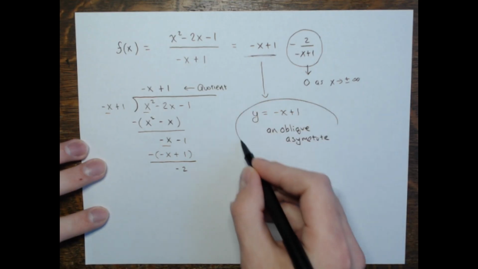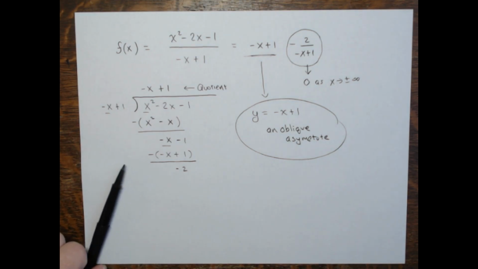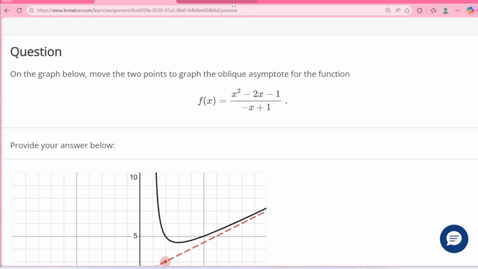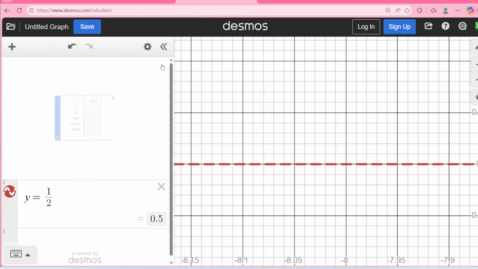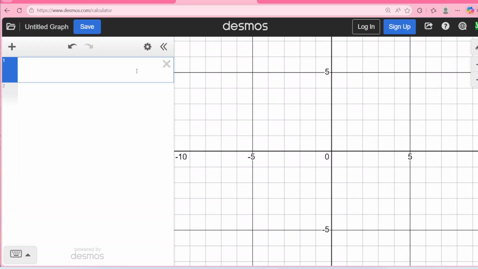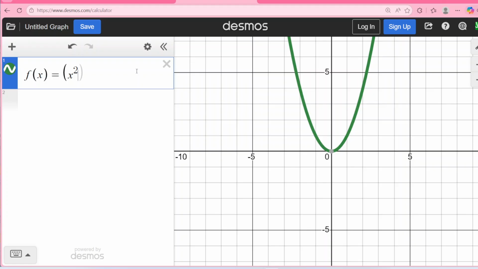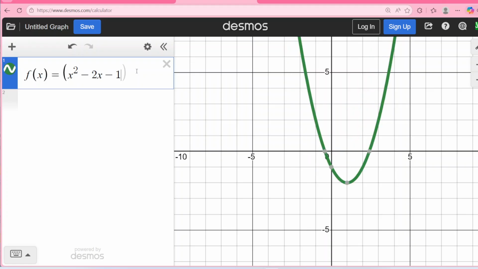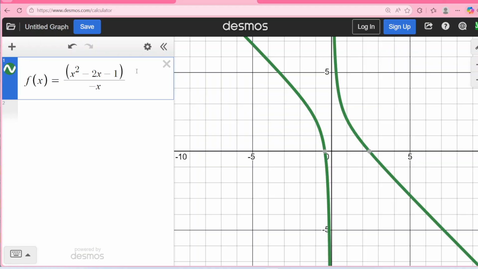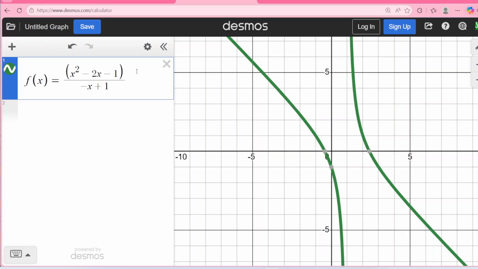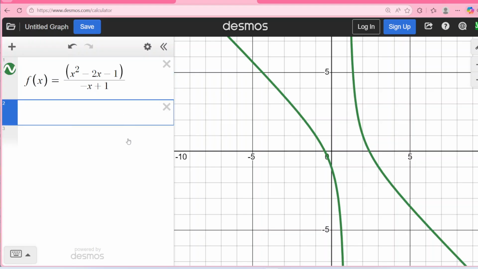Now let's take a look at the graph in Desmos before I go and manipulate the question. All right, so back in Desmos, back to home here. So here was the function we were given. The numerator polynomial was x squared minus 2x minus 1. The denominator was just -x plus 1. Now I told you, I'll call this q of x because it's the quotient. Oh, you know what? No.